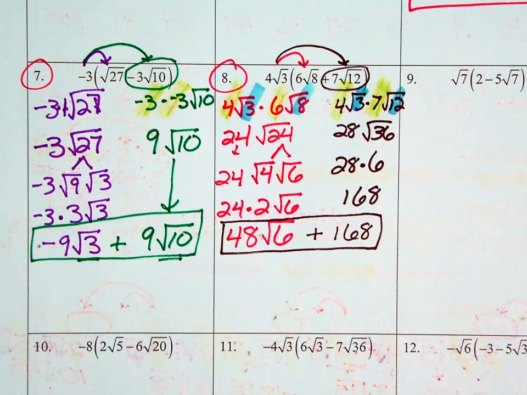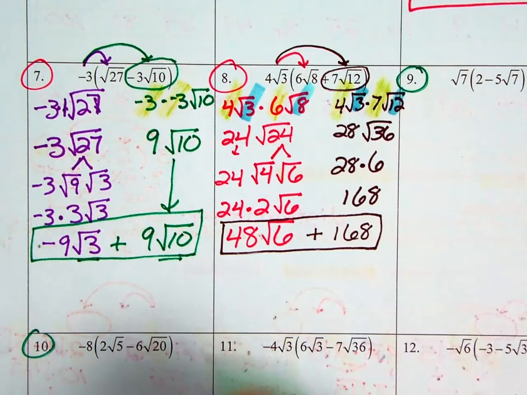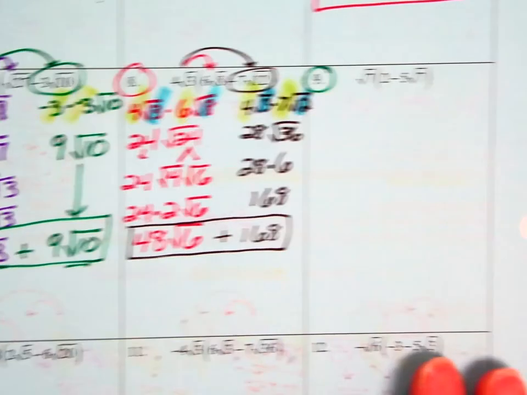All right, I'd like you to pause the video again and try number 9 and number 10. So right now, try number 9 and number 10 on your own, and then check it with the video.